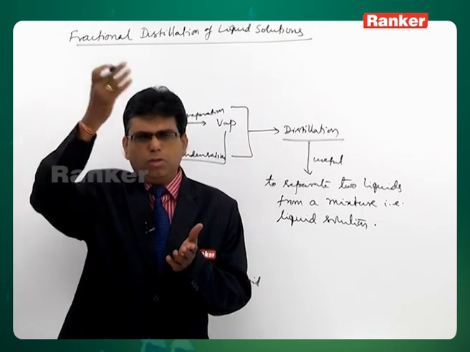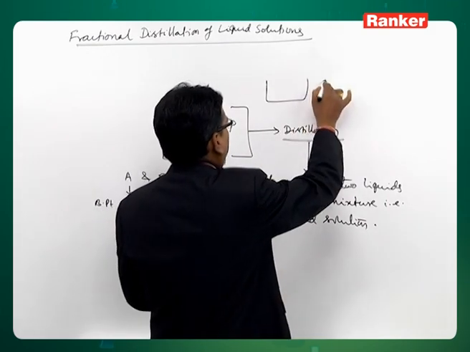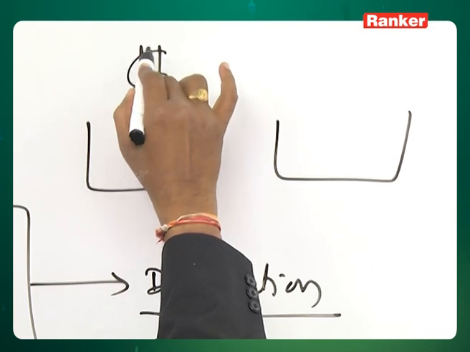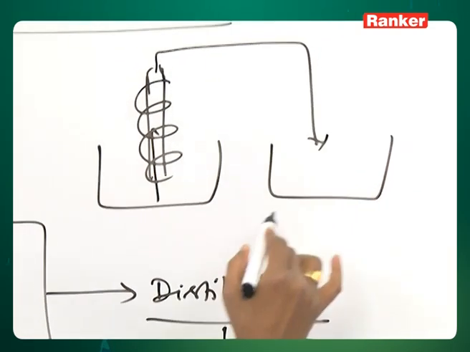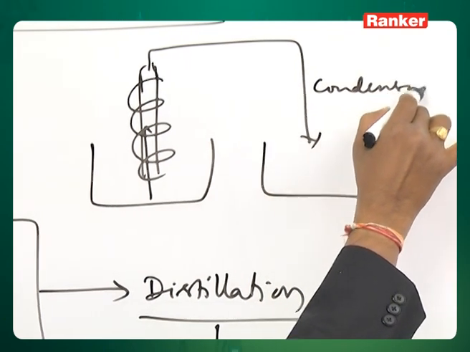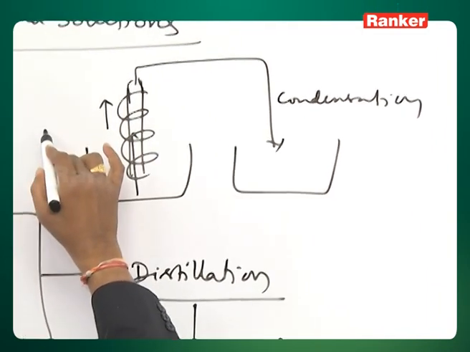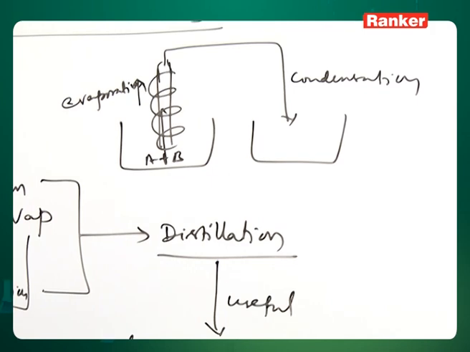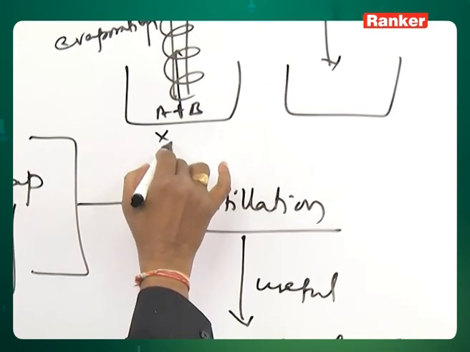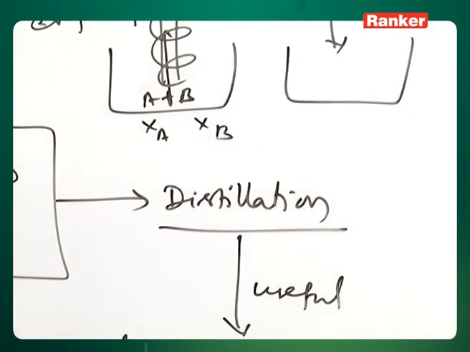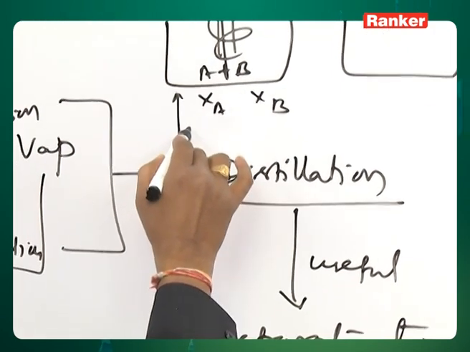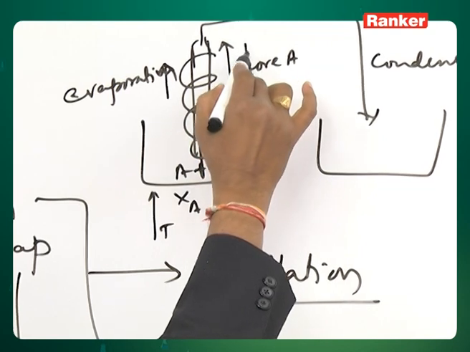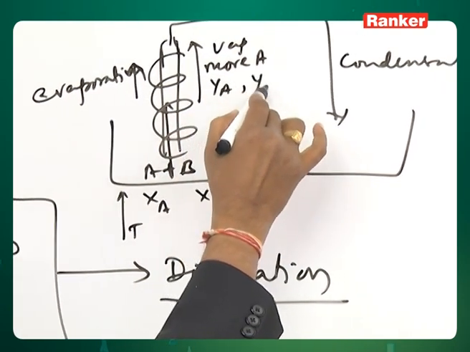are condensed back, suppose from one vessel the vapor is allowed, and of course this is cooled and collected here. Here it is condensation and here it is evaporation. Initially you started with A and B. Here XA is the mole fraction of A and XB is the mole fraction of B. As the temperature is increased, you will get more A in the vapors, the vapor will have more A, and now this is YA and YB, and this is collected over here.